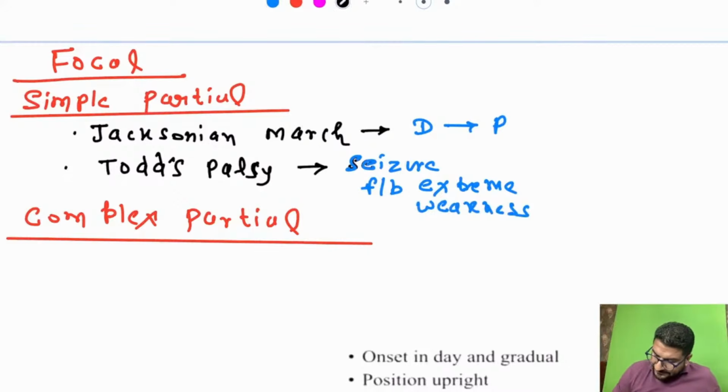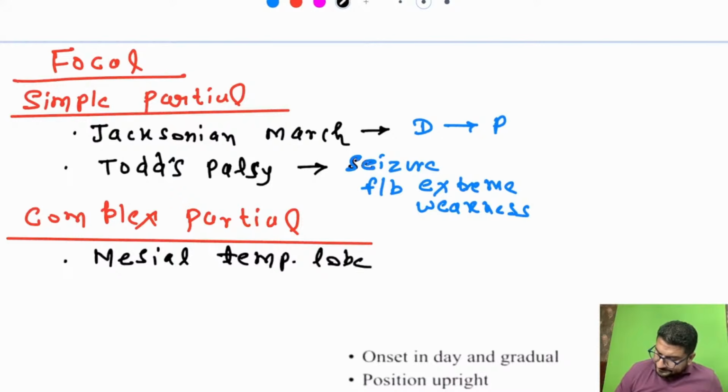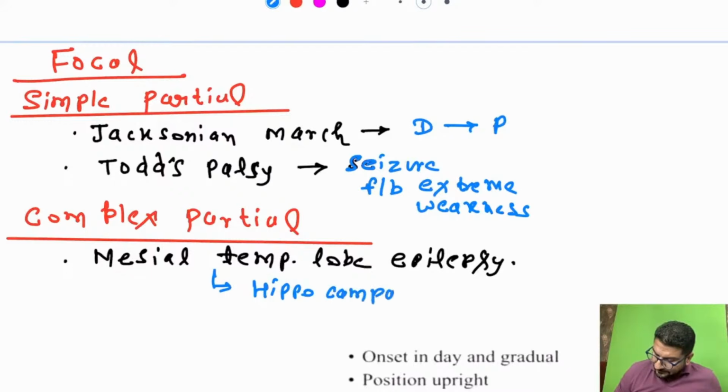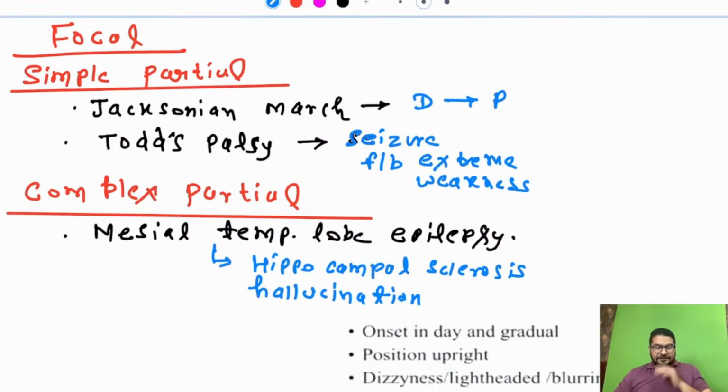Now complex partial seizure, here we have a term, we call this mesial temporal lobe epilepsy. Now see here, you will see temporal lobe involvement is there. Why? Because patient is having sclerosis in the hippocampus. So there is hippocampal sclerosis, and because of this patient will have hallucination. So first the patient will have hallucination. So this is what we see in complex partial seizure.